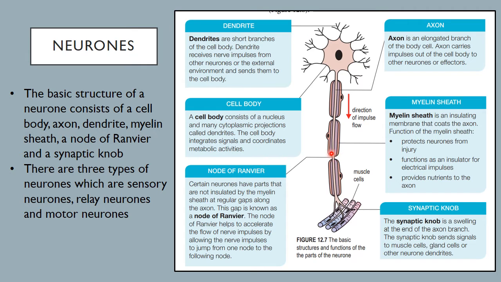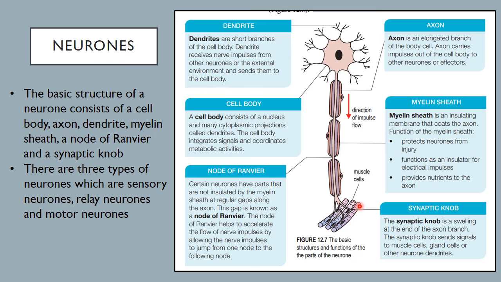And then here from this figure you can see there are a few gaps here. So this gap called as node of Ranvier. It helps to accelerate the flow of nerve impulse by allowing the nerve impulses to jump from one node to the following node.